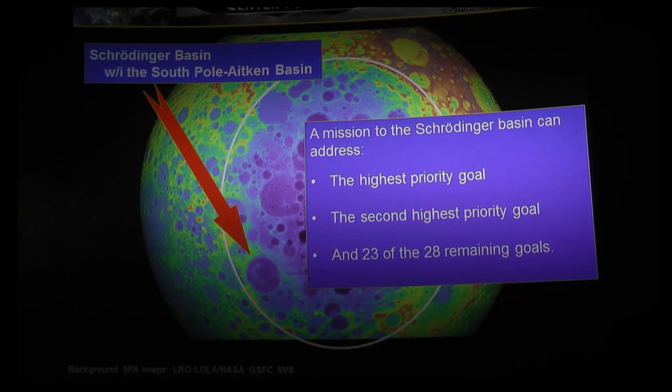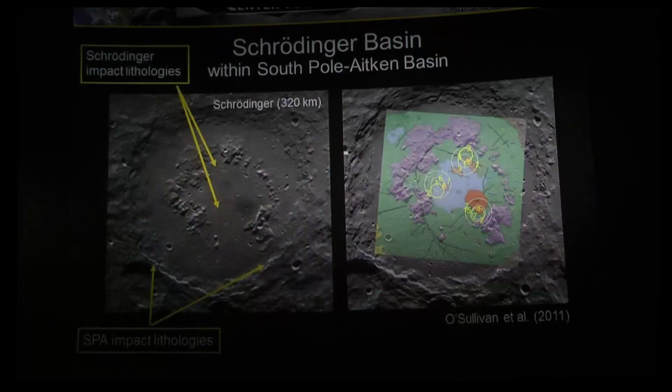Okay? If you go to Schrodinger Basin, you can test the lunar cataclysm by determining the age of one of the youngest basins as well as the age of the oldest, the South Polacan Basin. So you get both the highest and the second highest priority goals, and you can also address 23 of the 28 remaining goals. So it is a scientific hotspot, if you will.